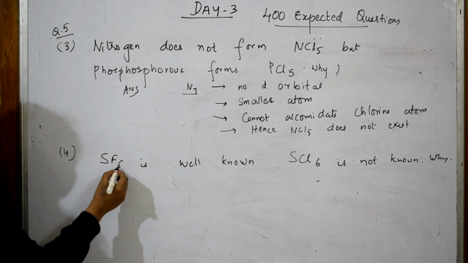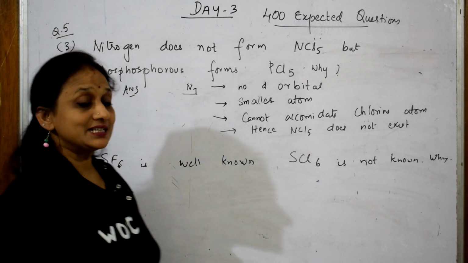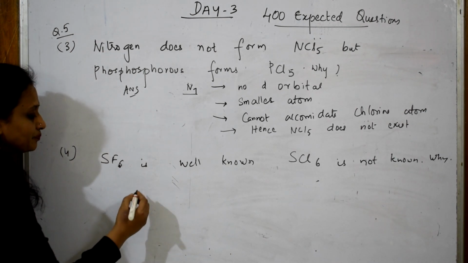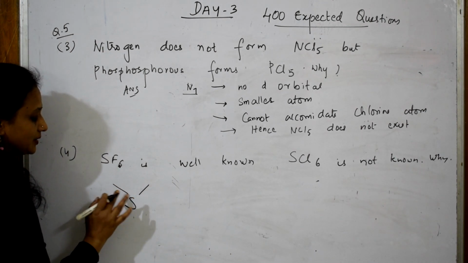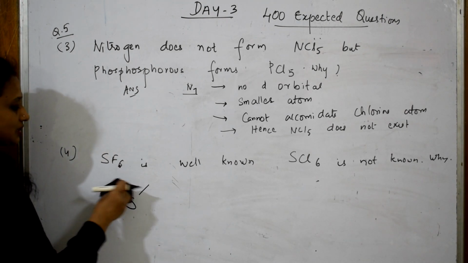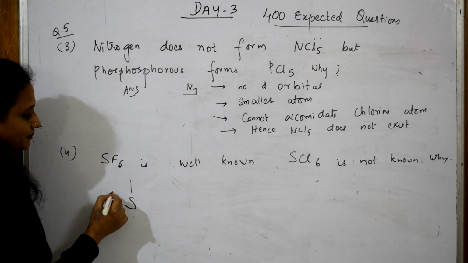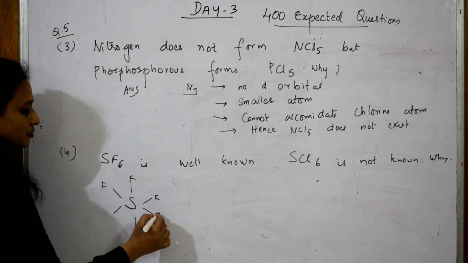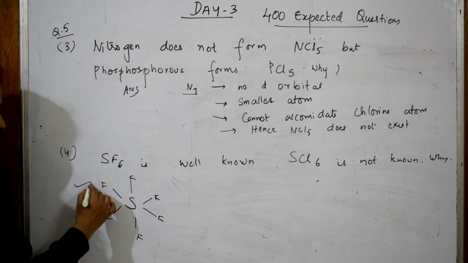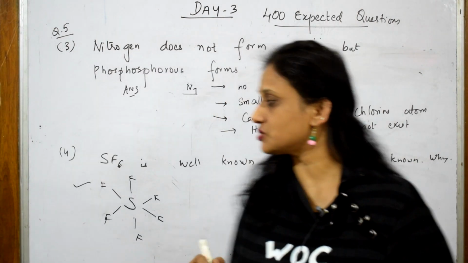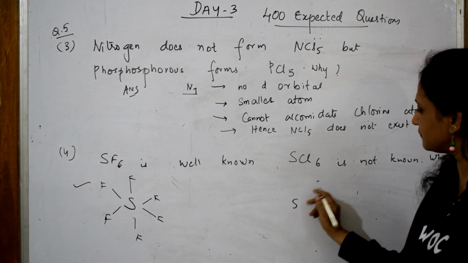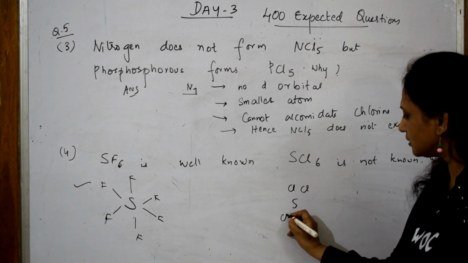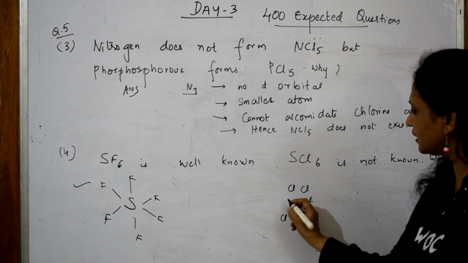Right. Next question, students. SF6 is well known, but SCl6 is not known. Almost similar questions. See here. When I take the sulfur atom, let me write a little bit down: 1, 2, 3, 4, 5, 6. So, fluorine. This exists, that is, SCl6 is not known. How does that look? Sulfur down, chlorine atoms 1, 2, 3, 4, 5, 6.